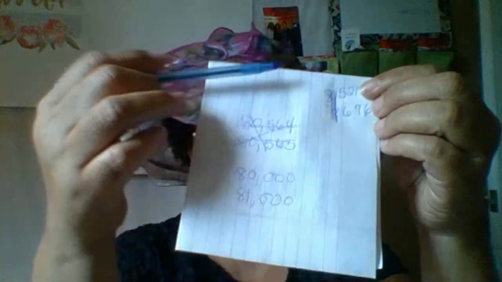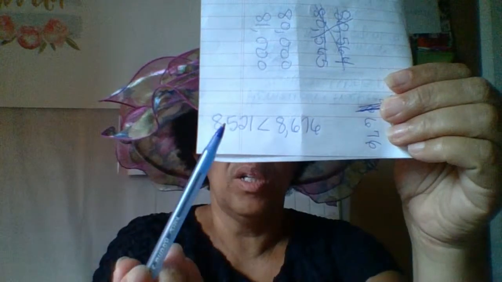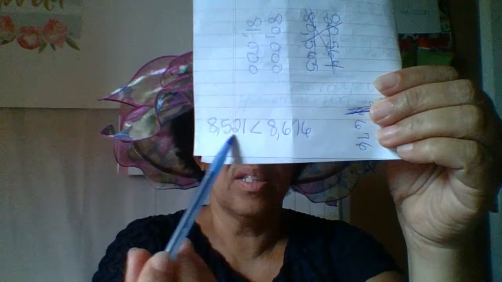We already know that the 6 is bigger than 5. So your sign will say, let me turn it this way, 8,521 is less than 8,676. So that will be this problem right here, the one I just did.